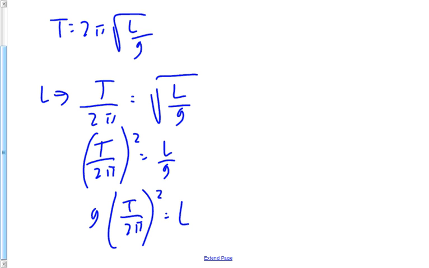Now, this equation you might have to use, but it's not on your data sheet. So be prepared to rearrange it just like we just did. Want to solve for g?